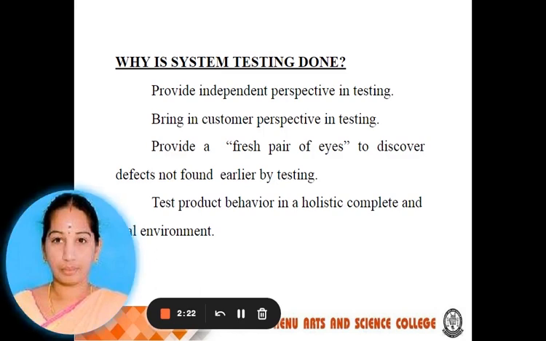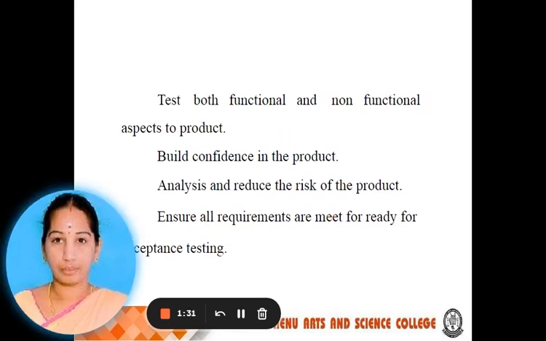And then next one is why system testing is done. So what is the purpose of doing system testing? It provides an independent perspective of testing, and it also brings the customer perspective. That means the customer view of a project, and it provides a fresh pair of eyes. What does a fresh pair of eyes mean? It helps to keep the knowledge of the end user's concern. So a fresh pair of eyes means it needs to keep the end user's perspective in mind. Okay, and that is what we call a fresh pair of eyes, and it is done to test the product behavior in a complete manner. Okay, so these are the reasons why we need system testing.